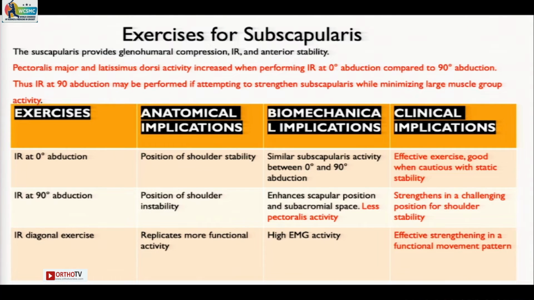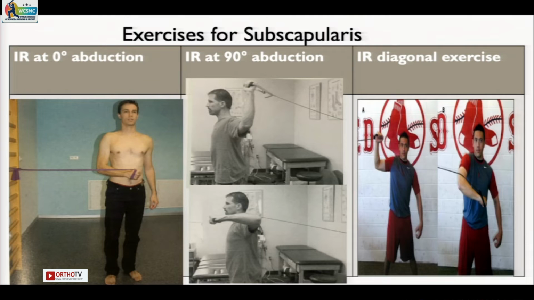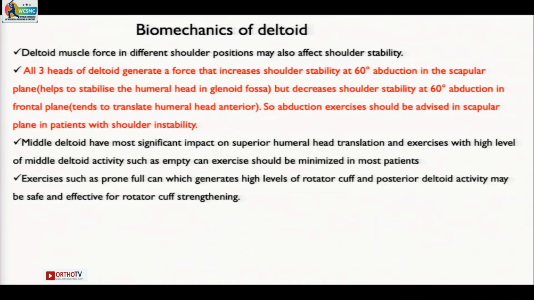For the subscapularis, they say that you should separate the large internally rotating muscles from the rotator cuff muscles, and you should do exercises at 0-degree abduction or 90-degree abduction, and internal rotation diagonal exercises. These diagonal exercises are very commonly used in the later part of rehabilitation.